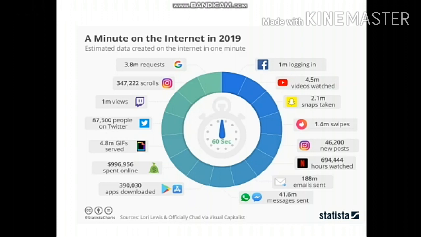Next, finally, I have attached one diagram. It represents a minute on the internet in 2019. So per minute, how many millions of people are using the internet.